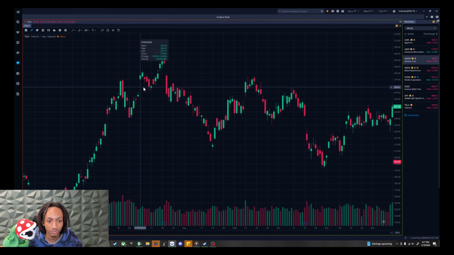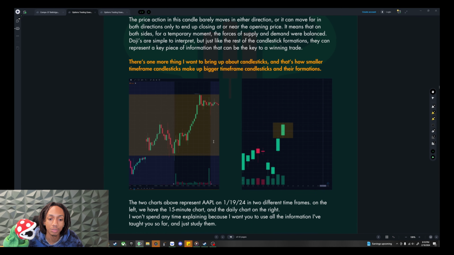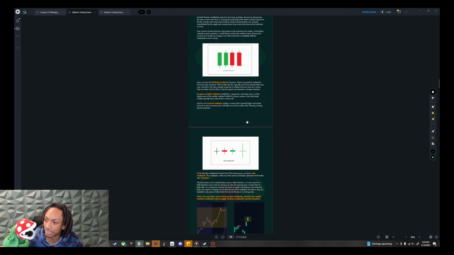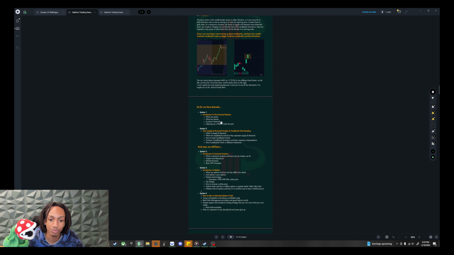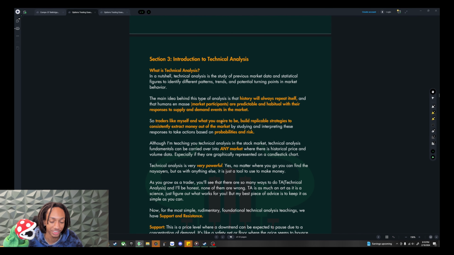So that's candlesticks in a nutshell, and how they represent supply and demand. That's just the basic concepts. Keep following through the course. You're going to learn more and more and be able to take an educated options trade.